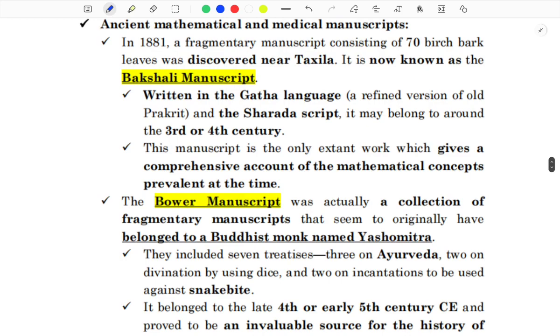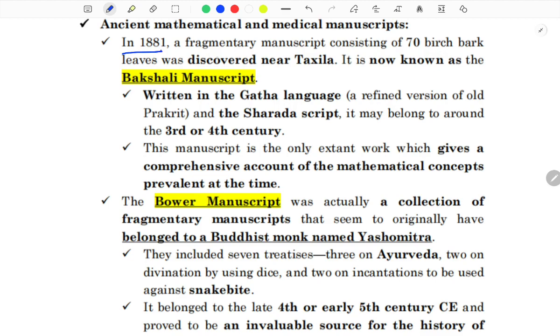And this Bakshali manuscript, I think we have already covered the question in the set of authors and their works. Fine. But I have repeated it here, so don't worry, we are revising it once again. There is no loss in that. So, ancient mathematical and medical manuscripts: the Bakshali manuscript and the Bower manuscript.